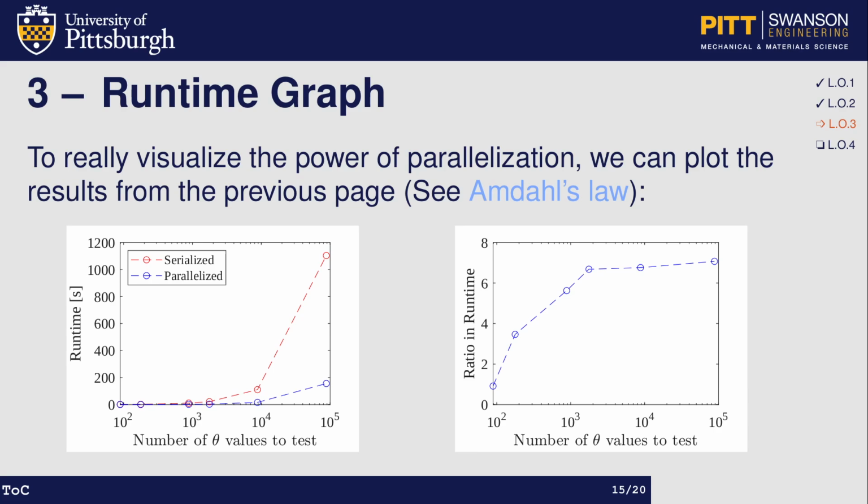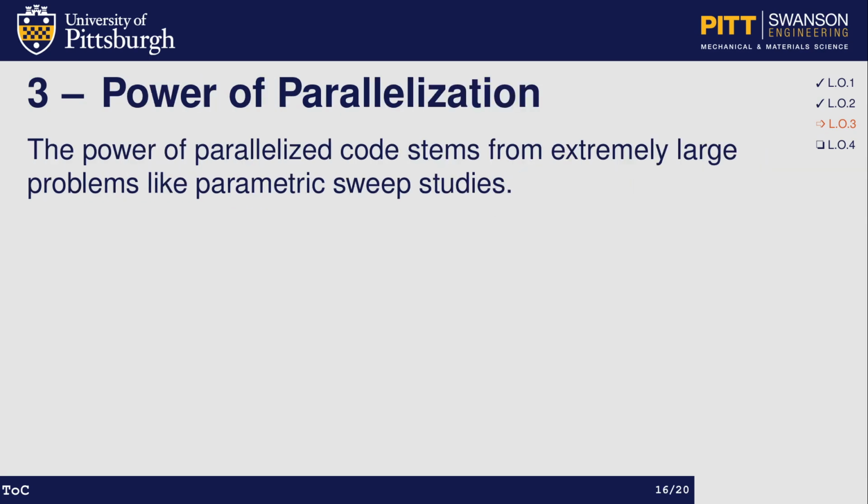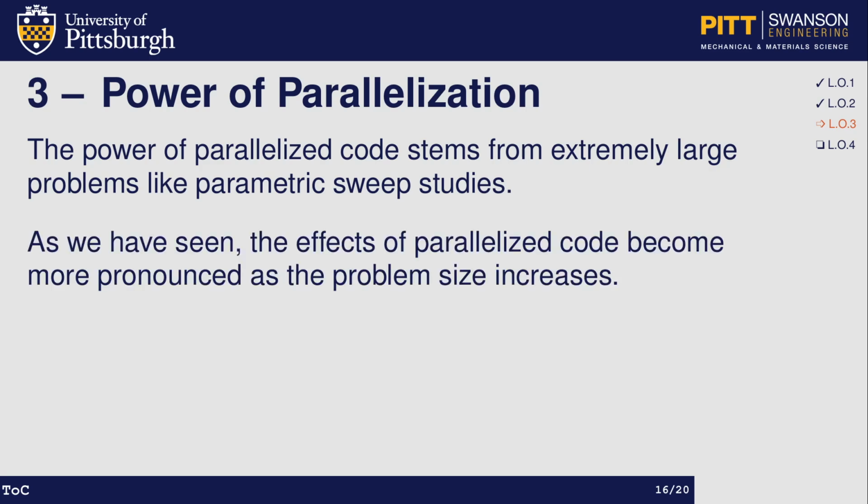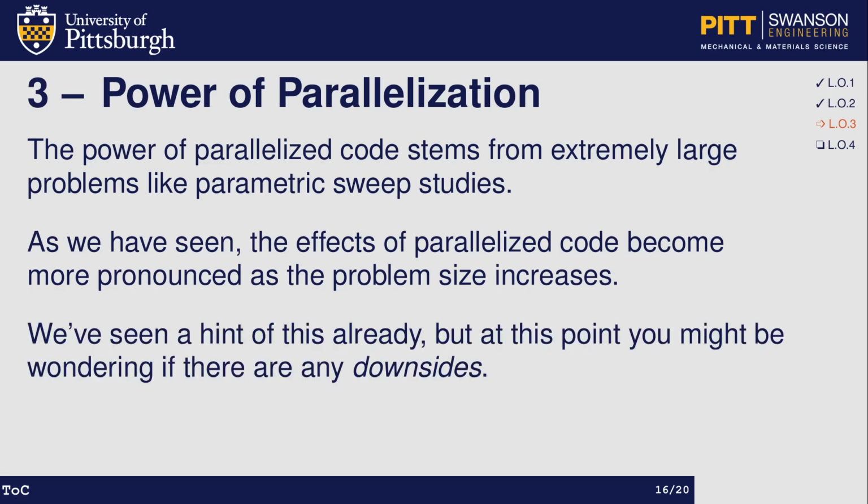This is an effect called Amdahl's law. You are welcome to take a look at it in more detail if you are interested, but this places a bit of a limitation on parallel computing for small problems. Now, the parallelized code's power stems from extremely large problems like parametric sweep studies. As we've seen, the effects of parallelized code become more pronounced as the problem size itself increases.